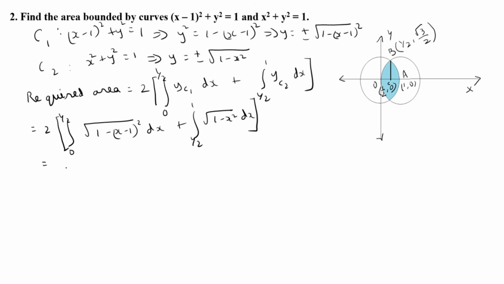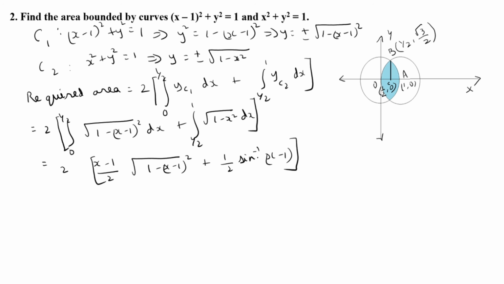So this is equal to, we know that the integral of root of a square minus x square is x by 2 root of a square minus x square plus a square by 2 sine inverse of x by a. So this is equal to 2 into x minus 1 by 2 root of 1 minus (x minus 1) the whole square plus 1 by 2 sine inverse of x minus 1.